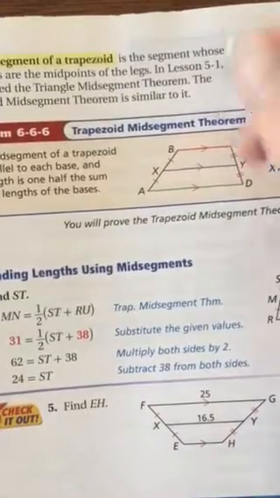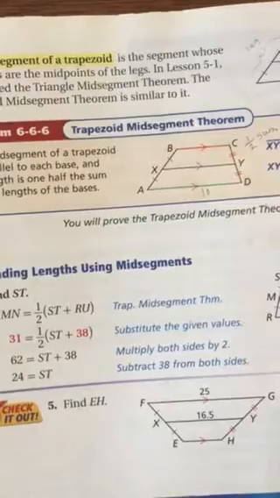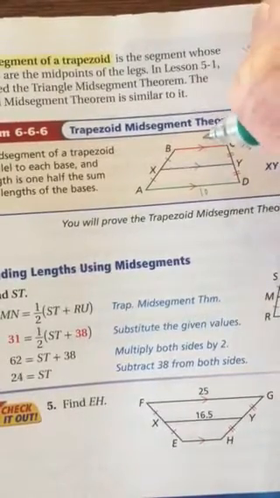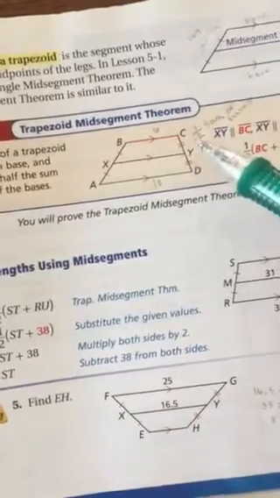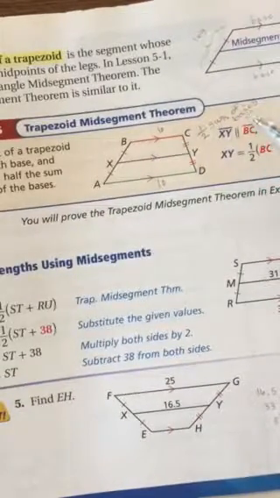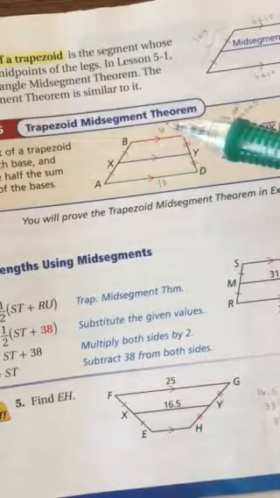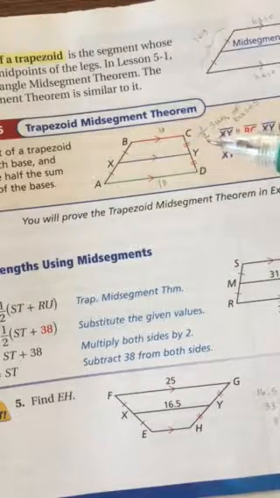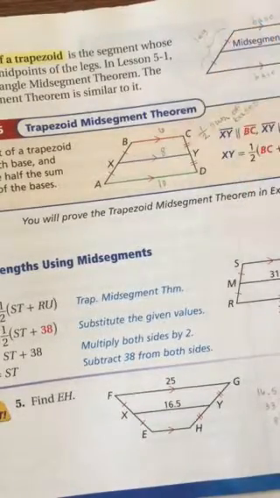Let's say that AD was 10. The length of it is 10. Let's say the length of BC is 6. Well, what we know about the mid-segment is it is 1/2 the sum of the bases. So the sum of these bases would be 10 plus 6, which is 16, and then we take 1/2 of it, or we divide it by 2. 16 divided by 2 is 8, so the mid-segment is going to be 8.